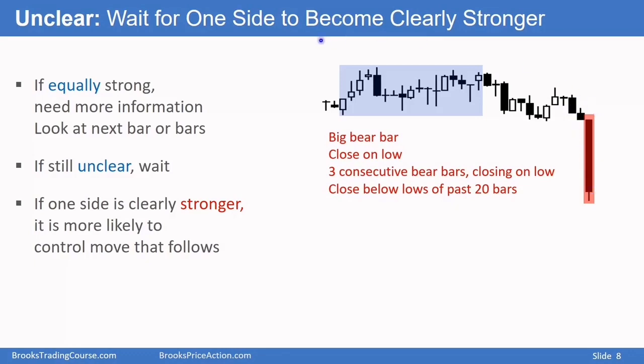We have 3 consecutive bear bars, a very big bear bar closing far below the lows of all the prior bars. Odds are 60% chance this bar will result in some kind of a measured move down. So chances are we're going lower.